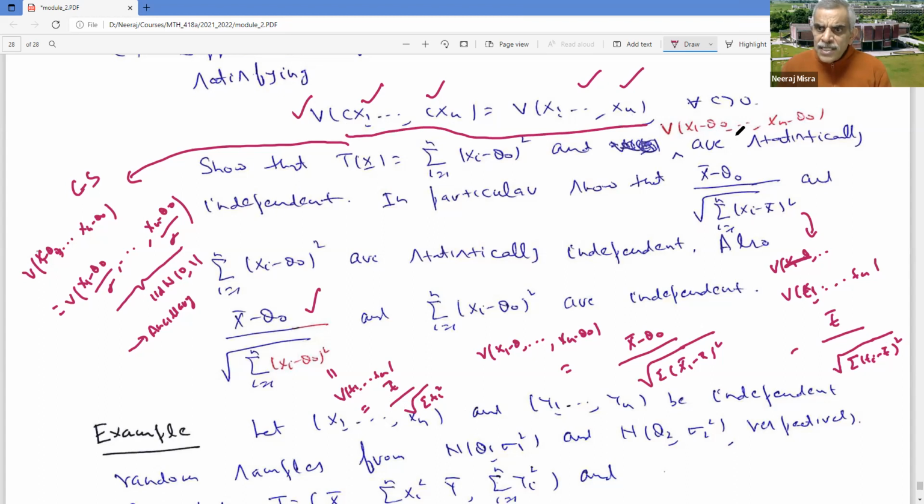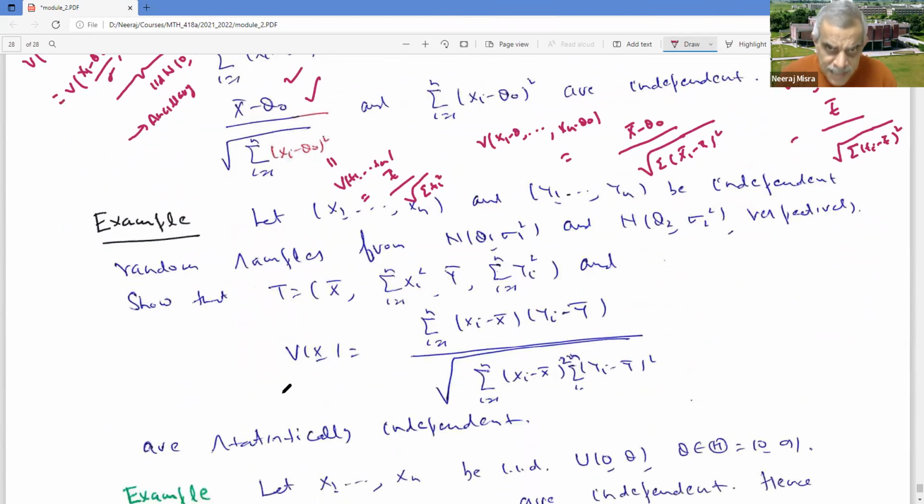So V of x1 minus theta naught, ..., xn minus theta naught, and summation xi minus theta naught whole square would be independent. And that is how you get this. Because the mean of x1 minus theta naught, x2 minus theta naught, ..., xn minus theta naught would be x bar minus theta naught, over square root of summation ti square. Ti here is xi minus theta naught, ti square.